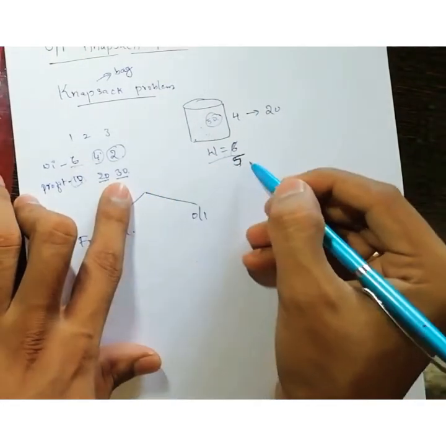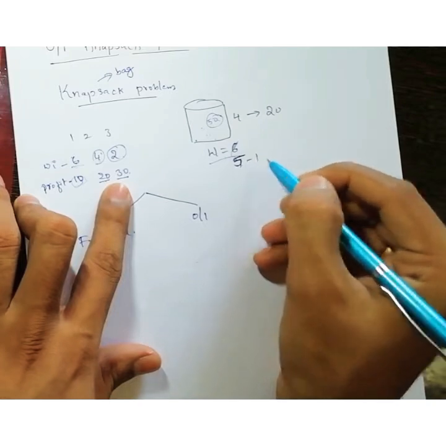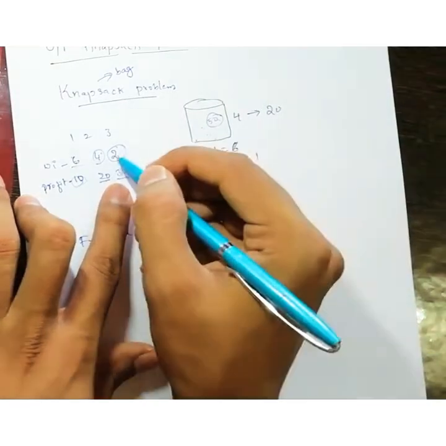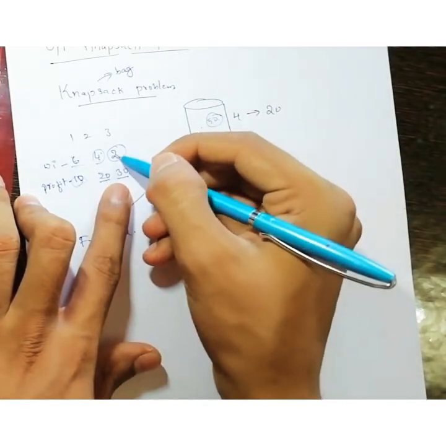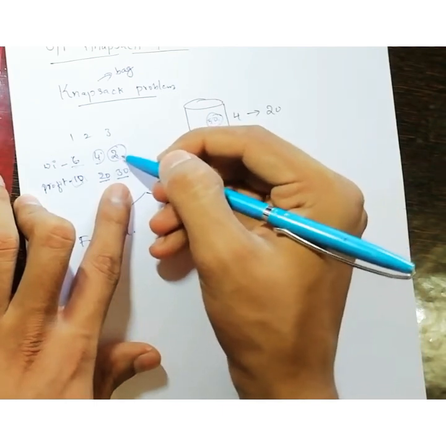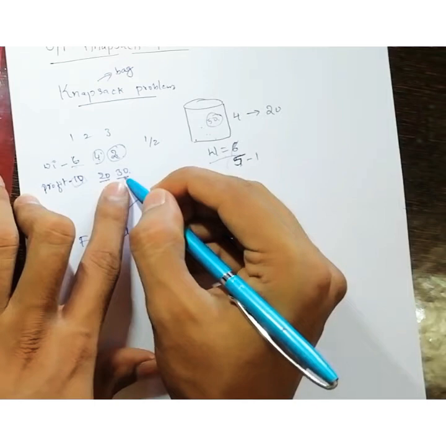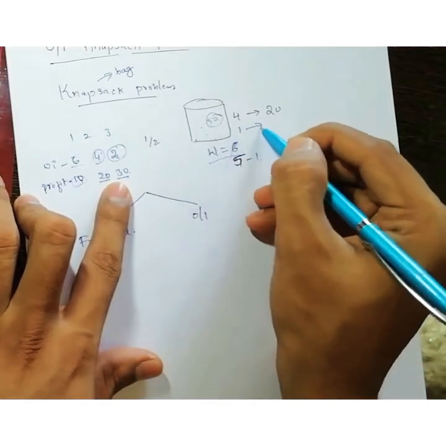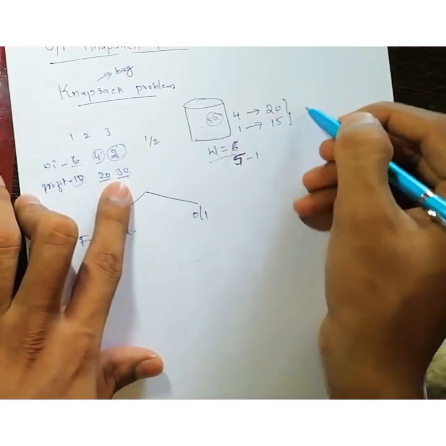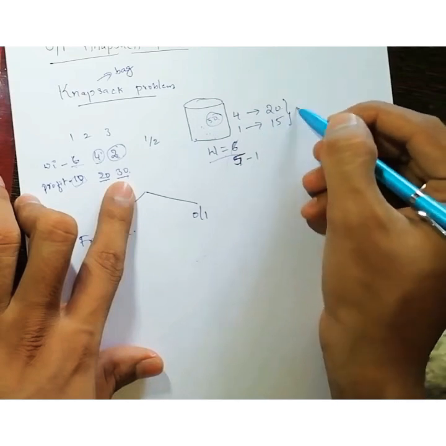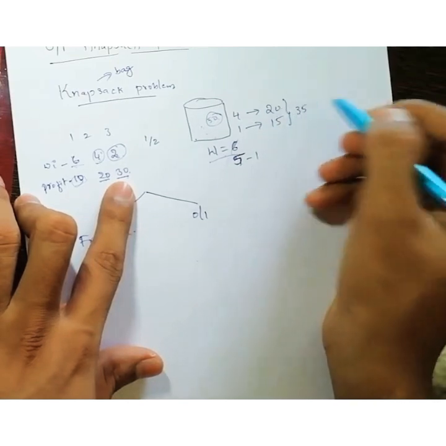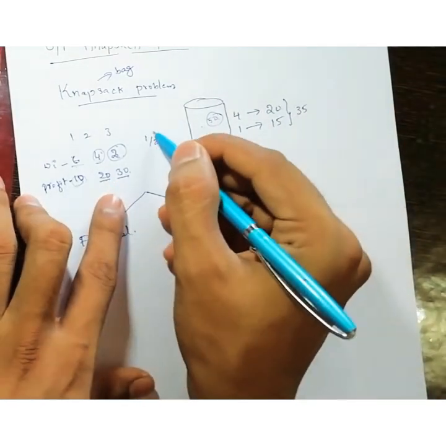Next, 5 minus 4, so 1 kg of capacity is remaining. But here we have 2 kgs. Out of 2 kgs, can I take 1 kg? Yes, so that is the fractional part. So 1 by 2 of this, that means 30 by 2, that is 15, I will get. So the total profit I will get here is 20 plus 15, that is 35. So this we call the fractional part.